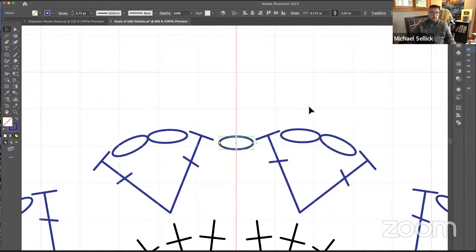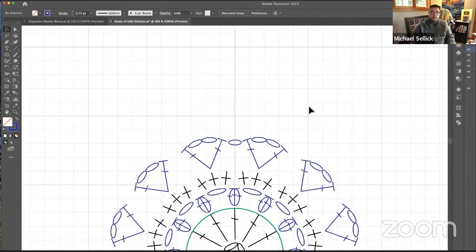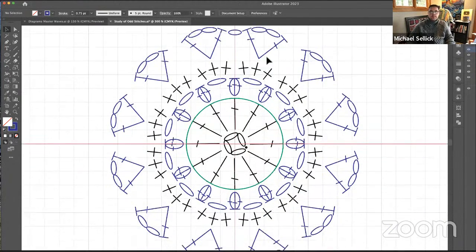So I love diagramming, but I dread writing the patterns. It's where I screw up the most.